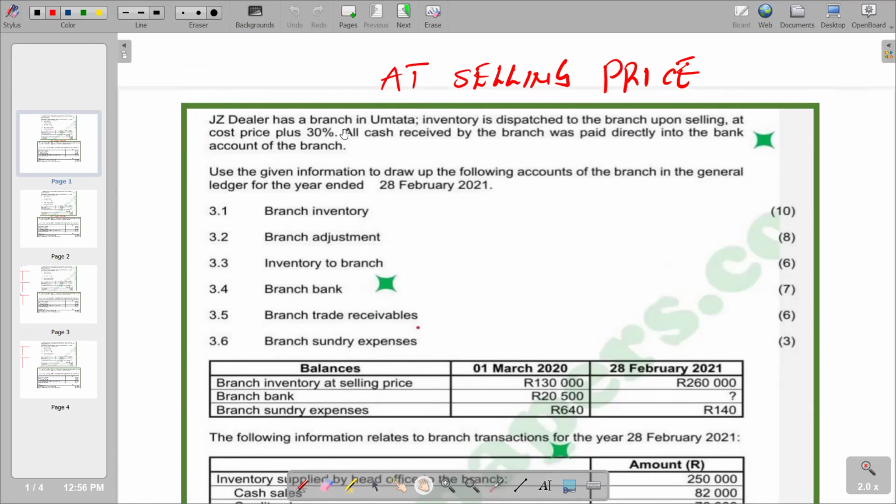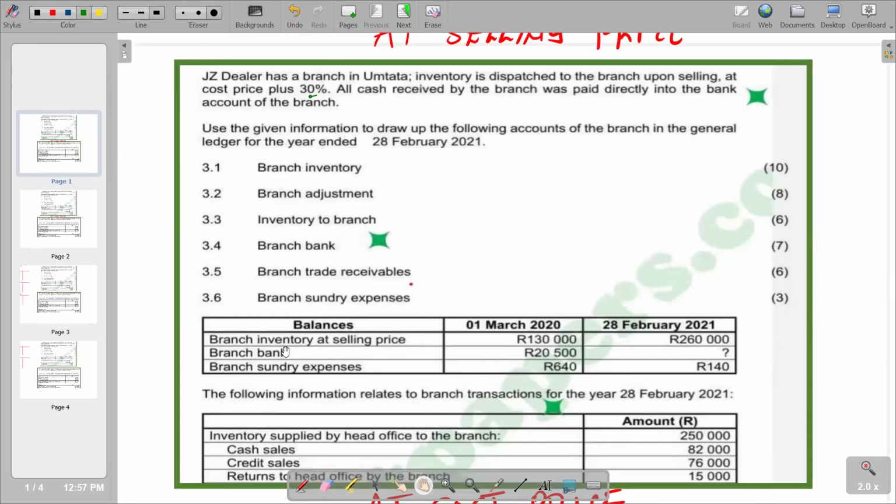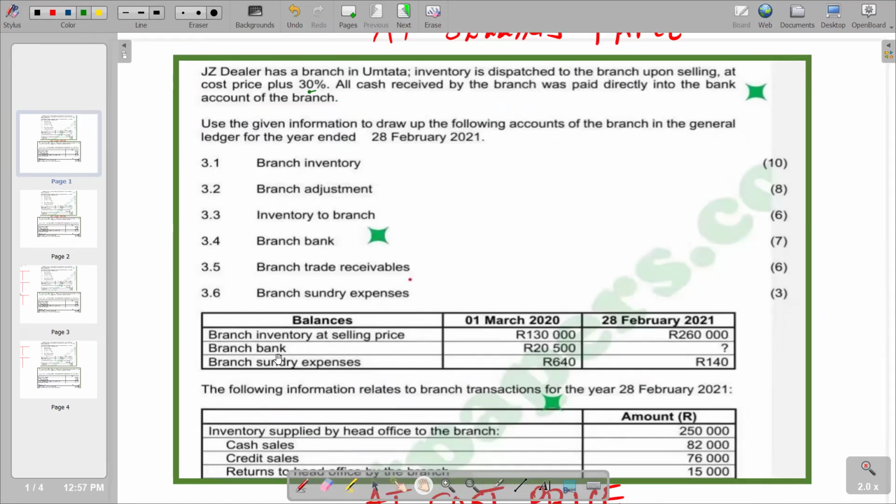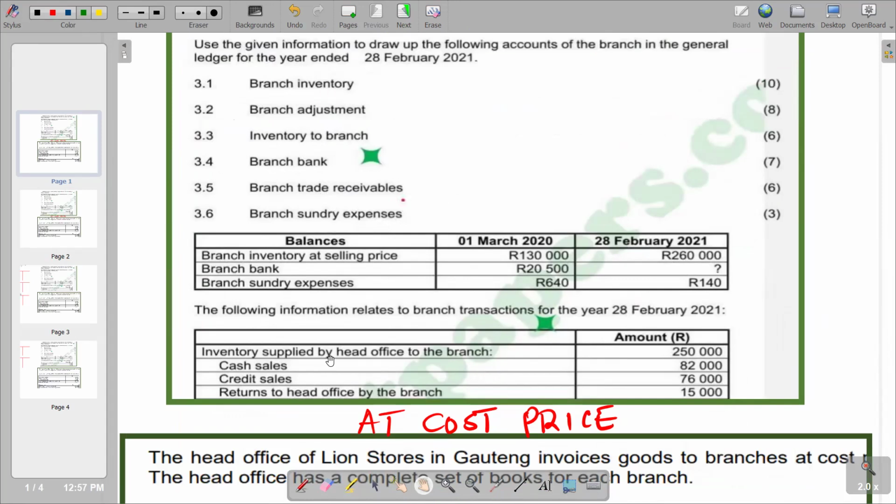So this one reads: JZ Dealer has a branch in Umtata. Inventory is dispatched to the branch, selling at cost plus 30%. So basically at cost plus 30%, it means at cost plus the markup. So this one is being transferred at a selling price. So we see now in terms of the double entry that needs to be done. Here we have inventory supplied by head office to branch. So you'd see that this is a movement from head office to branch of 250,000. So we do the double entry that we.